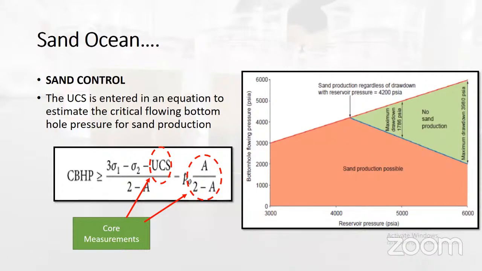If you have sand production in an offshore field, it can lead to a disaster. It can lead to the blocking of the production pipelines, and it will be a big mess for this company.